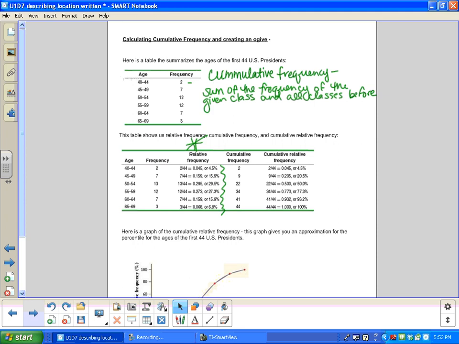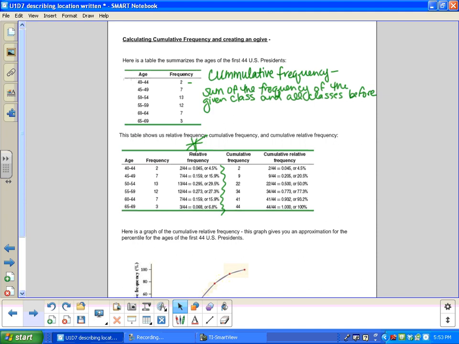So this will kind of tell us, how can I explain this to you? If I'm in the class from 45 to 49, then there are 9 presidents that are 45 to 49 or younger. So it tells you that value plus everything that comes before it.